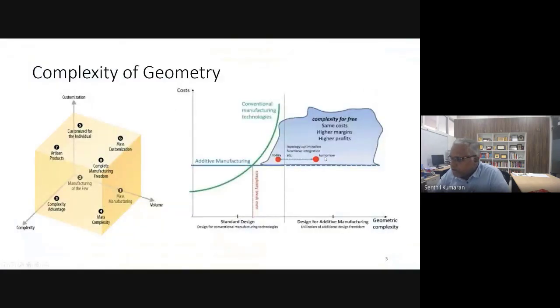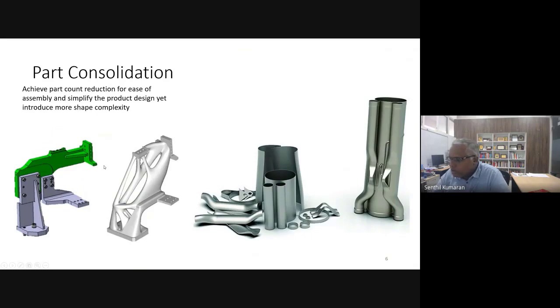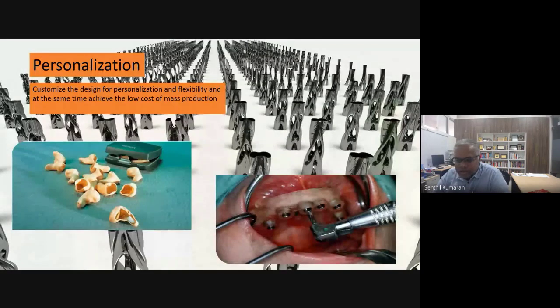So this is what I was trying to explain. The customization angle, the complexity angle and the volume angle. We are going towards more complete manufacturing freedom. With 3D printing, you can consolidate many parts. This is one design opportunity. You can functionalize the parts and add multiple functions into one part. This is the example I was trying to explain about the drilling.